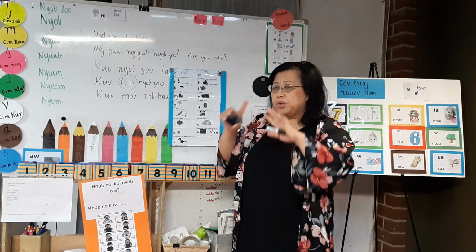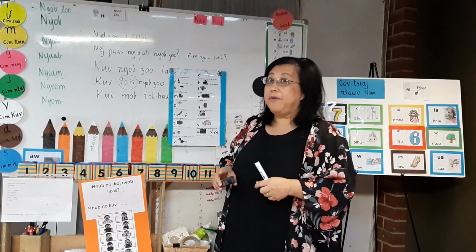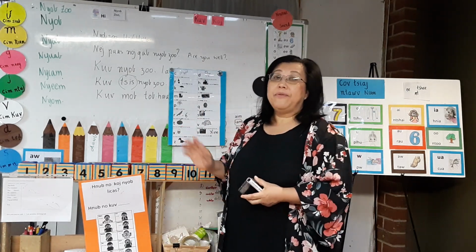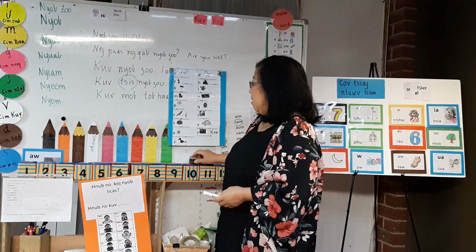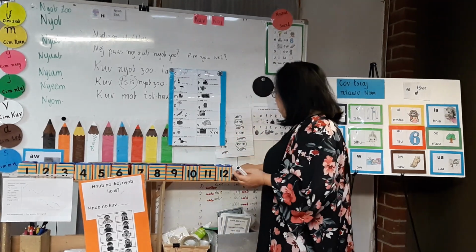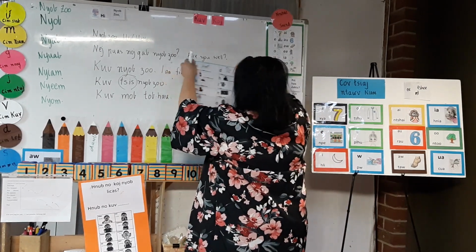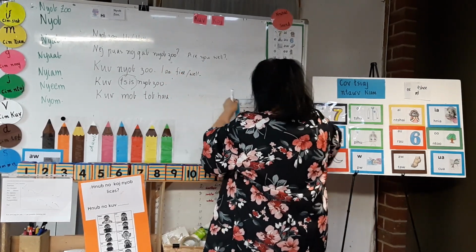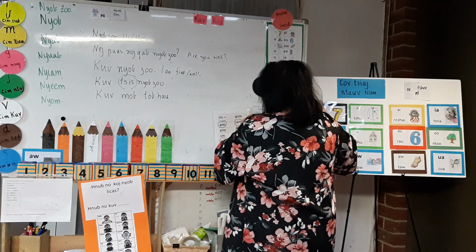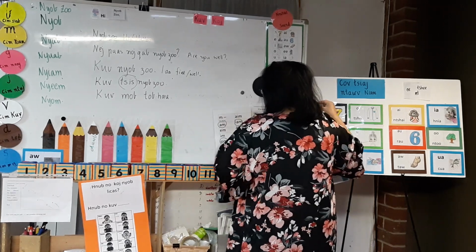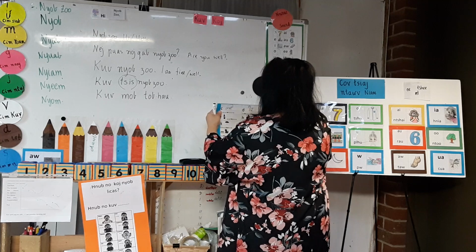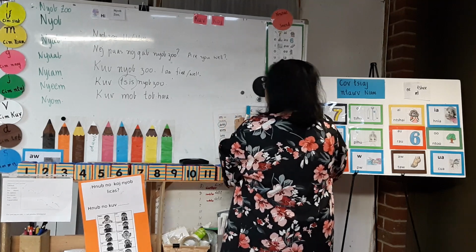Remember that the total Hmong alphabet letters we have is 56, and this is the first 17. Okay, so we still have a long way to go. Now I'm going to move this out. So we know some of these letters, and we are going to put them into words. We'll do that later.